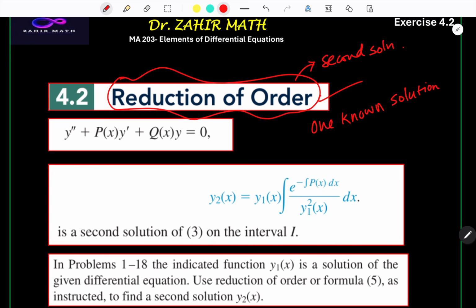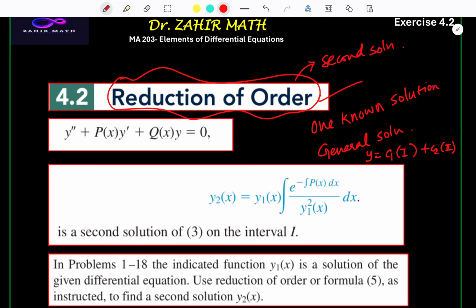This is important. Why do we need to find the second solution? Because to form the general solution, we need the second solution. Why? What is the general solution? y equals C1 first solution plus C2 second solution. This is what we saw in the previous exercise, right? And keep in your mind, both the solutions are independent solutions. So when they are independent, then only the general solution will form.